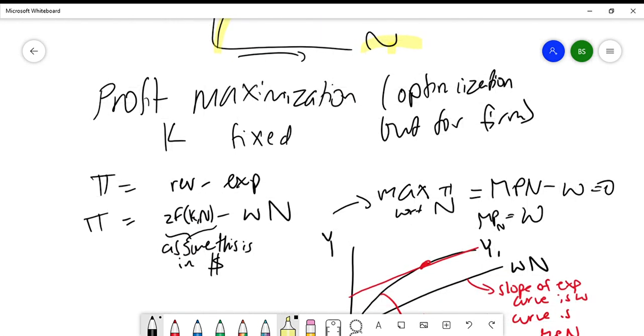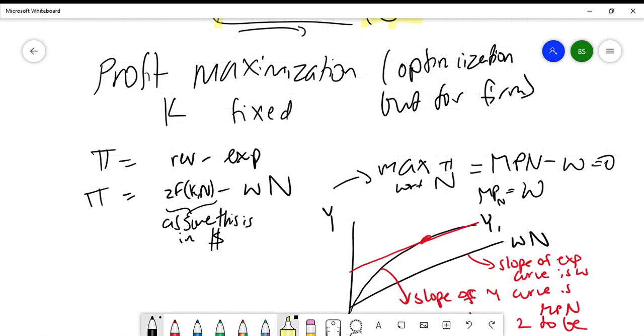So profit maximization: this is optimization, like with the Lagrangian with the consumers, but this is for firms. Keeping in mind that the capital is fixed, the profit equals revenue minus expenses, which is the production, Z times F(K, N), minus the wage that I pay to my workers times the number of hours that they work. So this is the profit. This is why I said we're going to assume Y is in dollars, because for this to be in dollars, this has to be dollars.